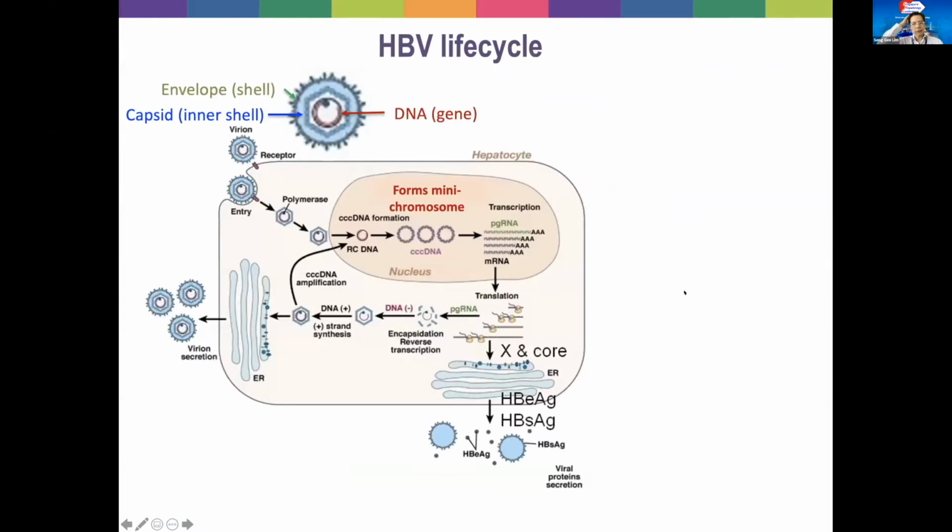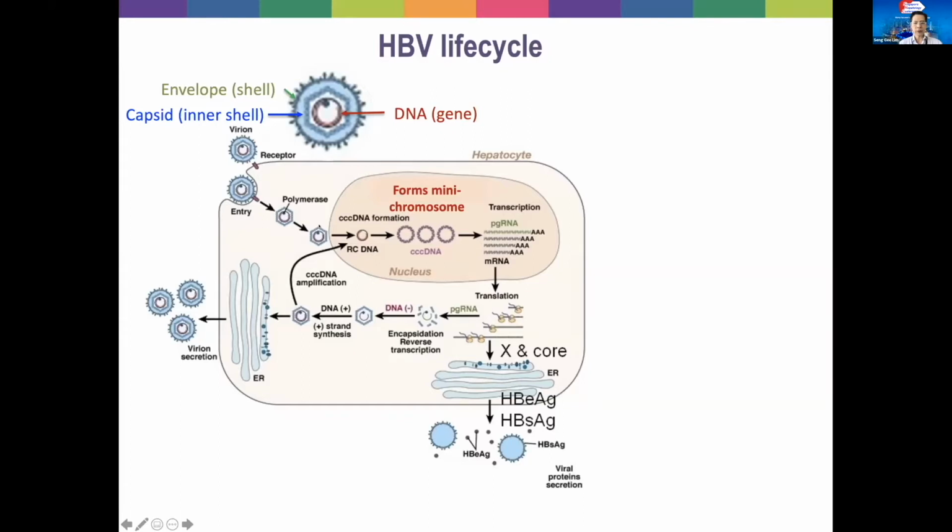So this is how the hepatitis B virus works in the human body. You can see here in this schematic diagram that it contains a shell, and in green here, the outer shell called the envelope, and an inner shell called the capsid. It contains the inner core of the DNA, which is a viral gene. It's not a very long gene, it's only 3.2 kilobases. And when this virus enters the liver cell, it releases the gene into the nucleus.